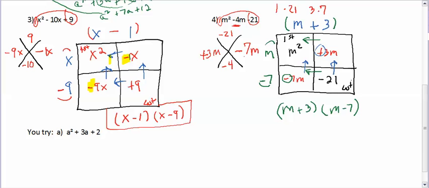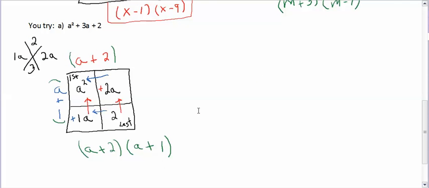I want you to try the one by yourself that's a squared plus 3a plus 2 and make sure that you get the right answer, and I'll go ahead and put my work there and it'll show up in just a minute. Okay, so my answer is a plus 2, a plus 1. So that would be the answer choice that you should have come up with when you did the work by yourself. Right here. Okay, now you get to try it on your own.